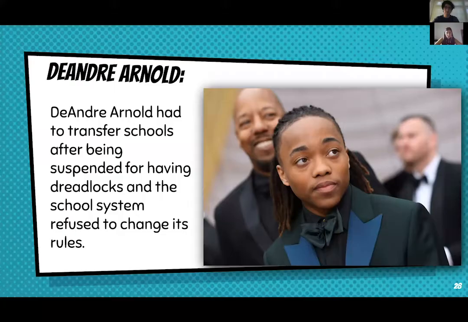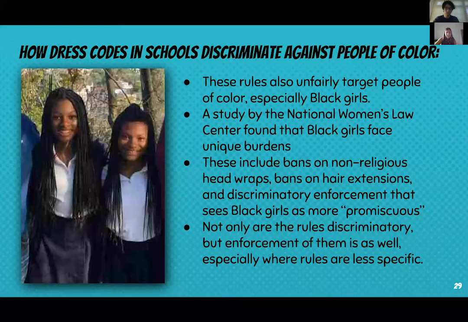An example of this is DeAndre Arnold. DeAndre Arnold had to transfer schools after being suspended for having dreadlocks, and the school system refused to change its rules. This is very bigoted of them. In addition, these two girls who went to Boston Public Schools were told that they couldn't enter a school dance because they had hair extensions in.